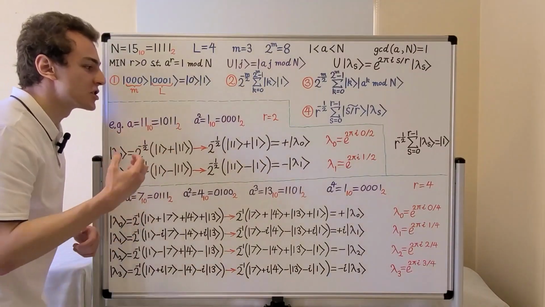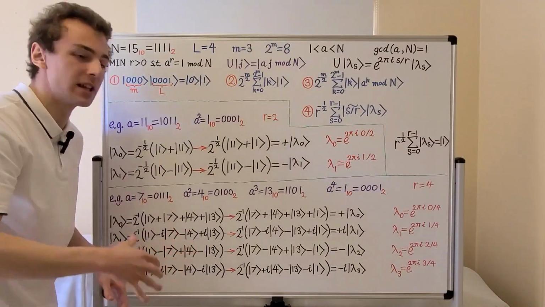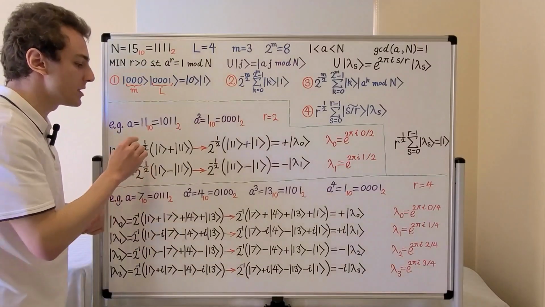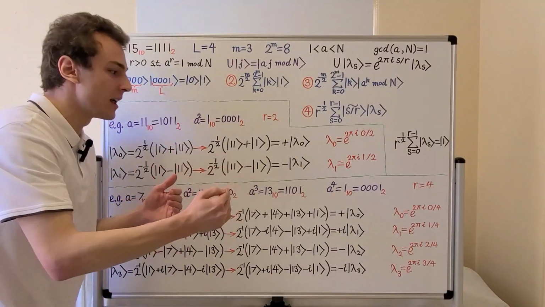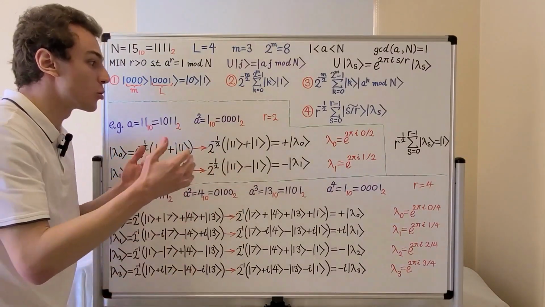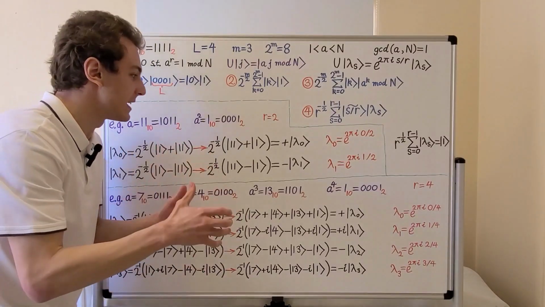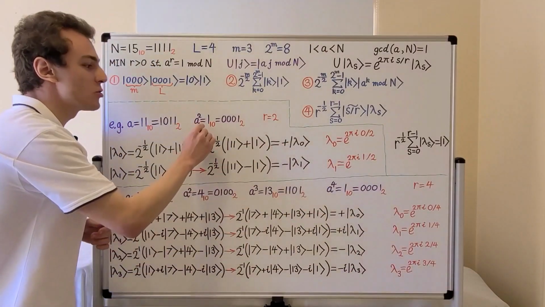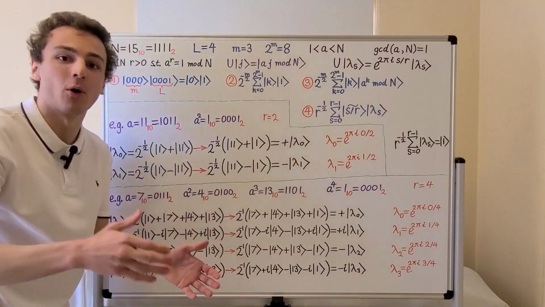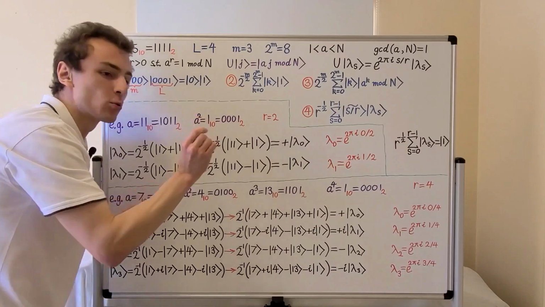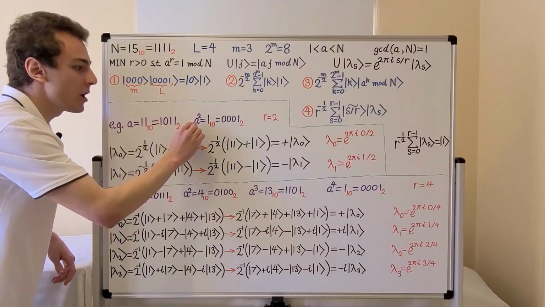And what happens when we square 11? When we multiply 11 by itself, mod 15, we're dealing with modular arithmetic over here. What is going to happen? Well, 11 squared is 121. This is one more than 120, and 120 is 8 times 15. So we have an integer multiple of 15 plus 1. Every integer multiple of 15 is the same as 0 mod 15, so the only thing we're interested in is that little remainder, and that remainder is 1. What does this tell us? It tells us that 11 squared is equal to 1.